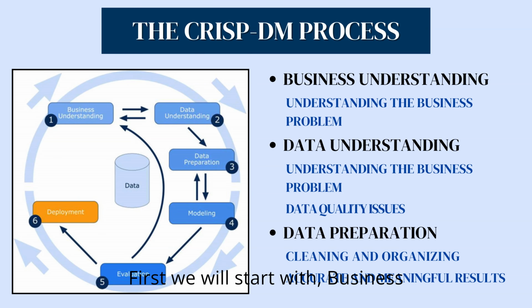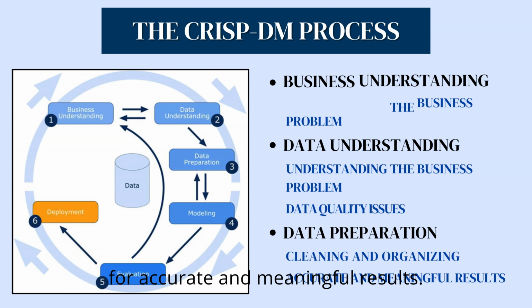First, we will start with business understanding. This phase involves understanding the business problem we are trying to solve. Knowing the goals helps in defining what success looks like and guides the data mining process. Next is data understanding. Here, we collect data and start exploring it to understand its characteristics. This helps identify any data quality issues and gives insights into what data is relevant. Data preparation. This is about cleaning and organizing the data, making it ready for analysis. Clean and well-prepared data is crucial for accurate and meaningful results.